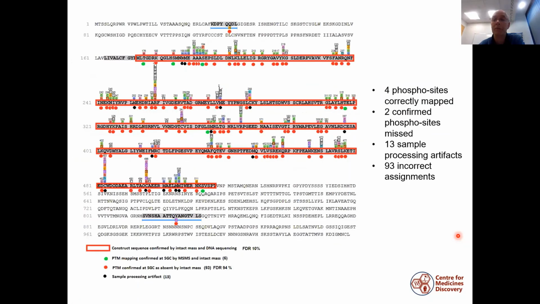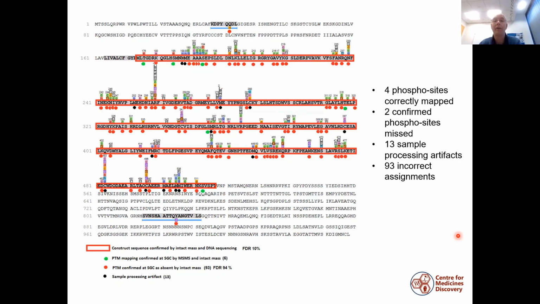I won't bore you with any more of them, but just to summarize, it wasn't a complete waste of time to do this because we did manage to map 4 phosphorylation sites. These are similar to the sites we've already mapped. However, 2 of the sites that we confirmed in BMPR were missed. So a third of the sites were missed using this method.